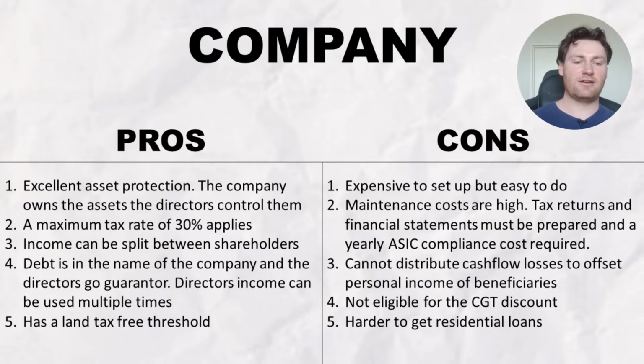You cannot distribute cash flow losses to offset your personal income. However, you can hold the cash flow loss in the company and then use that in the next year when you gain a cash flow positive result. It's not eligible for the capital gains tax discount, which means that if you were to sell a real estate in a company, it costs you more. So long as you held the property for more than 12 months, it's going to cost you more in tax to sell the property than you would if you were to sell it through a trust, an individual, or a partnership. And one of the biggest cons of a company is it's incredibly difficult to get residential loans through.